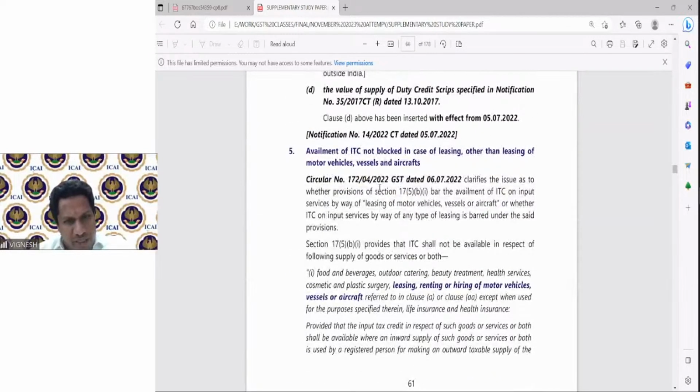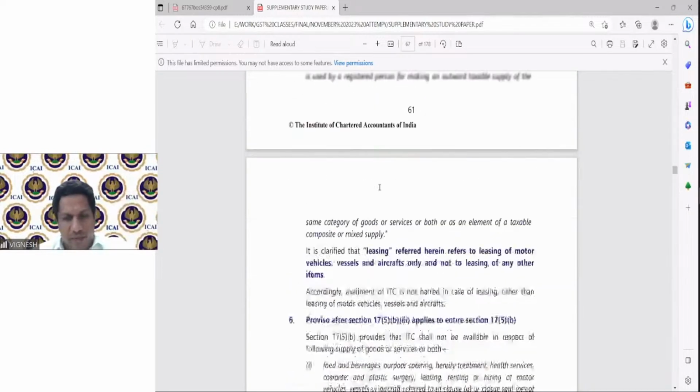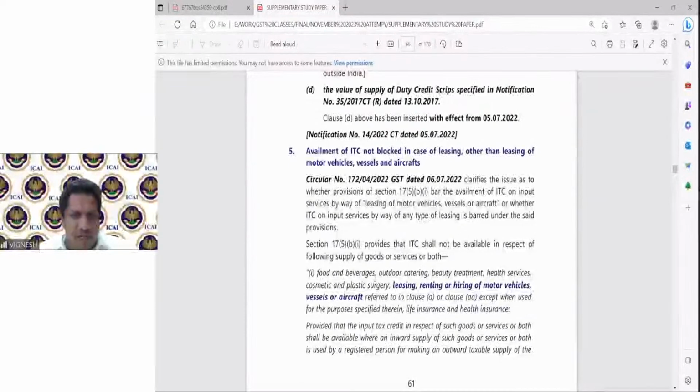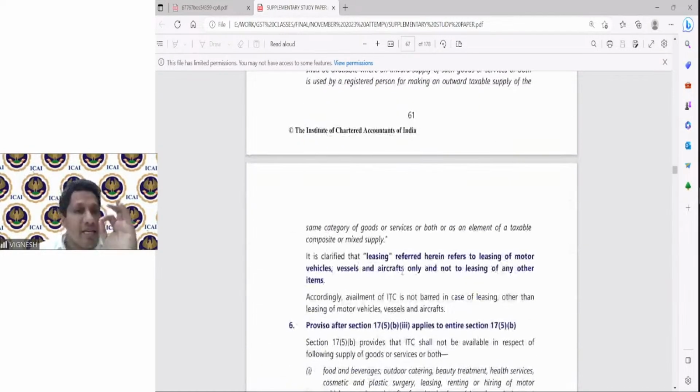It gives an impression that leasing, renting is there. If you see, it says cosmetic plastic surgery, leasing, comma, renting. So this gives a view that leasing of everything and renting and hiring of motor vehicles is covered in the block credit. But that is not the intention of the legislature. The intention is to cover leasing, renting, both of motor vehicles, vessels, aircrafts only.